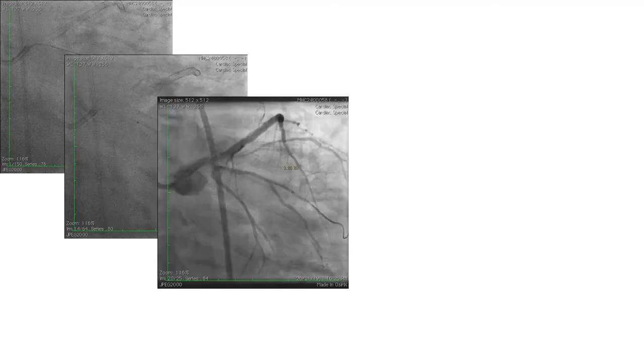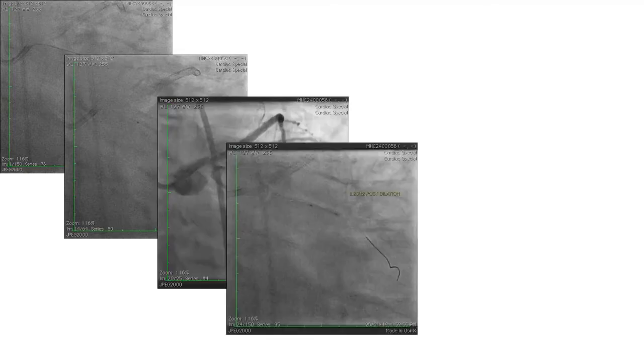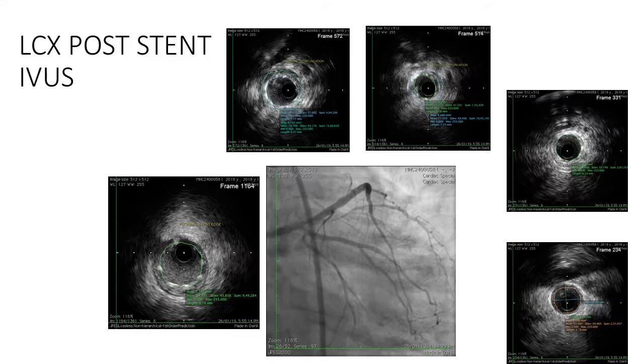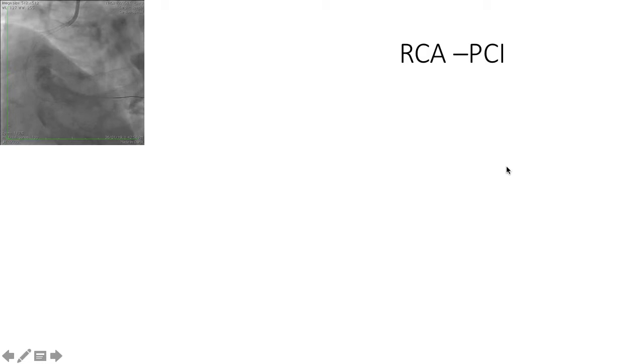So I did a pre-dilatation with a 2 balloon and then a 2.25 by 28 mm stent, and post-dilated with 2.25 distally and 2.75 proximally, and these were the final areas. We got good post-stent areas. Next we came to the right coronary artery.